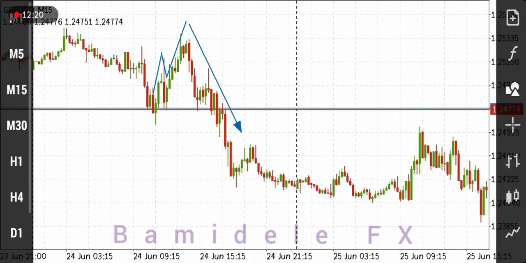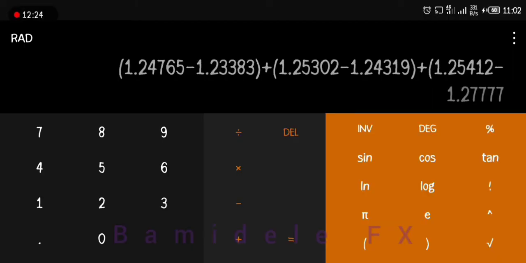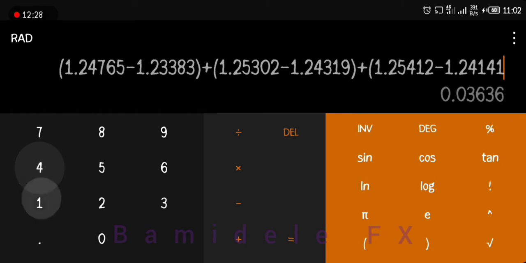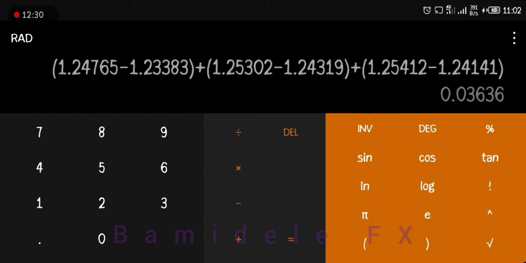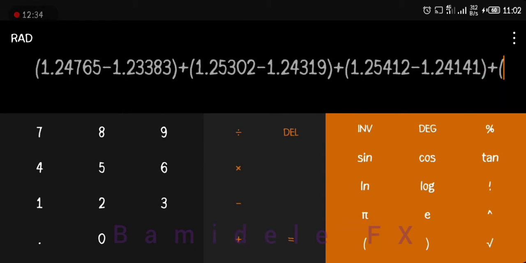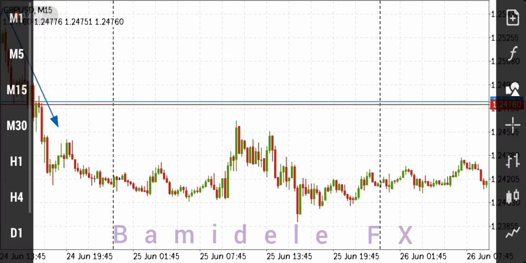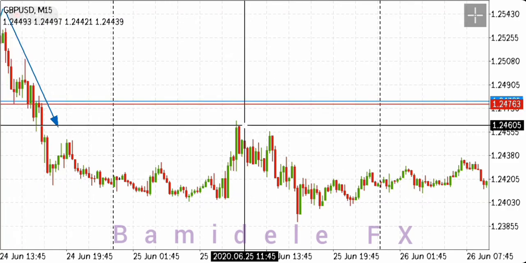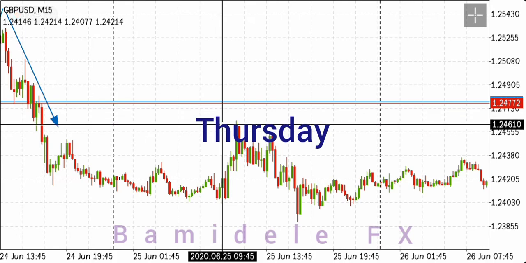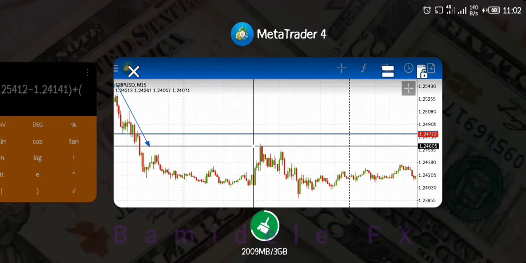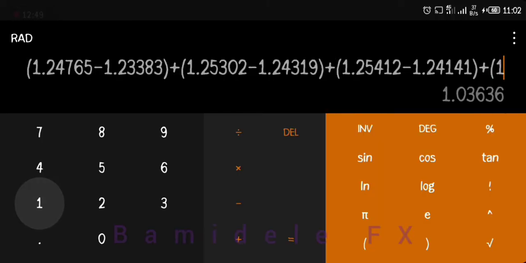Okay, so we put it there in our calculator, 1.24141. Then we go for Thursday plus the next value for Thursday, June 25th. The highest point of the price is what? 1.24605. Okay, put that down.